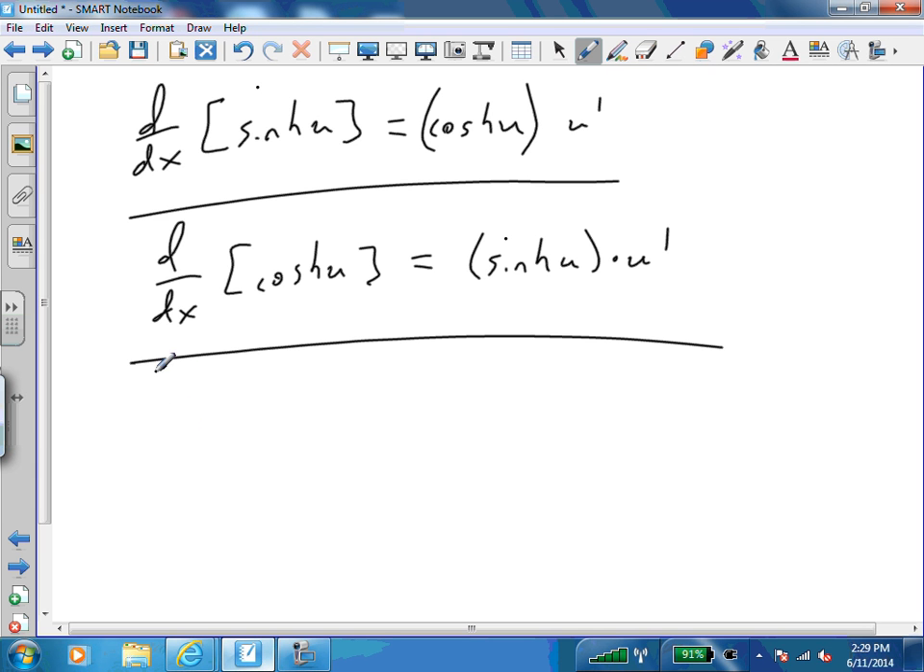The derivative of tangent is still hyperbolic secant squared. The derivative of cotangent is still negative cosecant squared, except they're hyperbolics. Another one that the sign is different is for secant. The derivative of secant, remember, is secant tangent. Well, for the hyperbolics, it's negative hyperbolic secant, hyperbolic tangent.